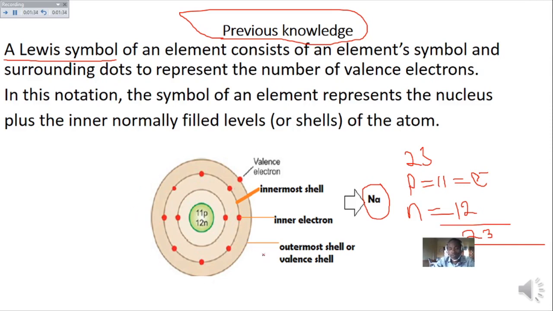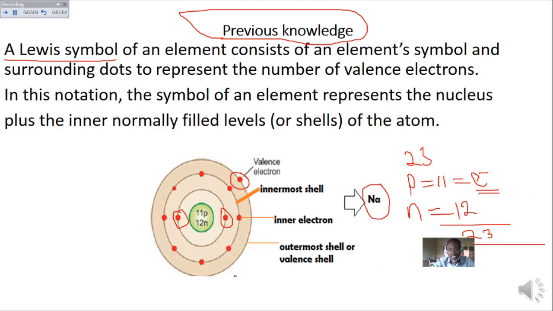Then this is a shell. The first shell takes two electrons, while the second shell takes 8. As we know, the maximum number of electrons for the second shell is 8. Why is the other one taking 1? Because here you just have to share 11 electrons. If you add 2 plus 8, you have 10. Then 10 plus 1, you have 11.